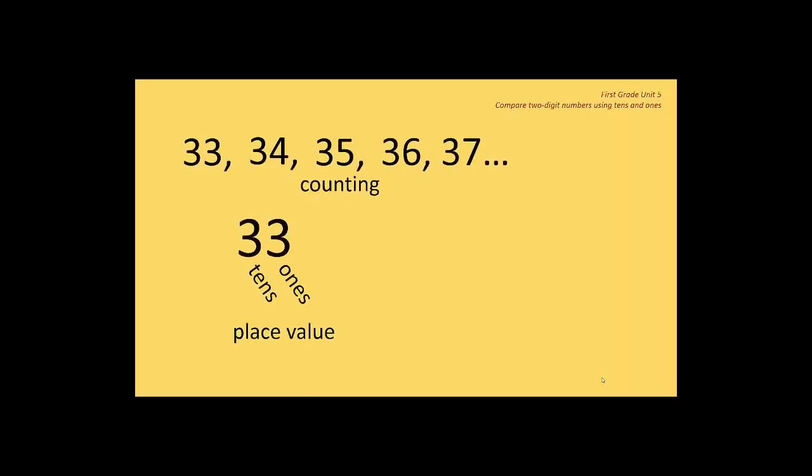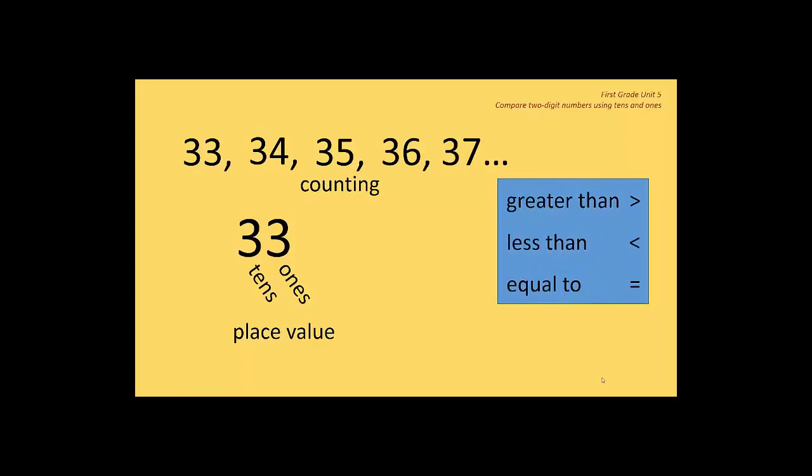Comparing two-digit numbers using tens and ones builds on the first two base 10 number standards of counting and place value. Comparing two-digit numbers by examining the amount of tens and ones in each number. Students use words, models, and symbols to compare, gaining experience using words and models prior to using only symbols.